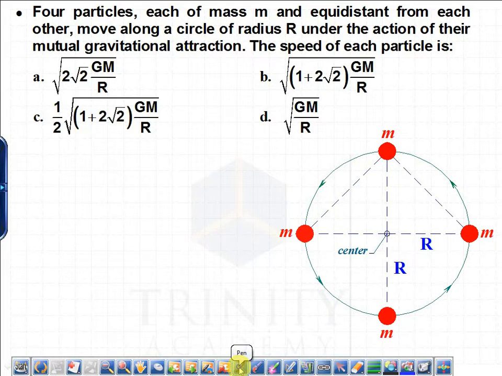Four particles, each of mass m and equidistant from each other, move along a circle of radius r under the action of their mutual gravitational attraction. The speed of each particle is?